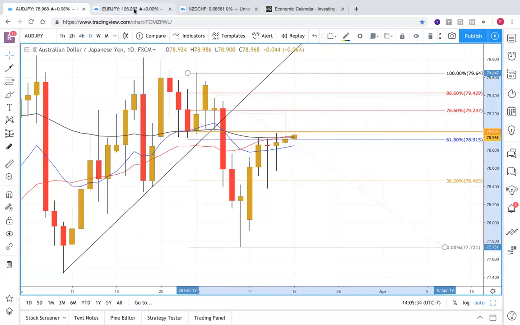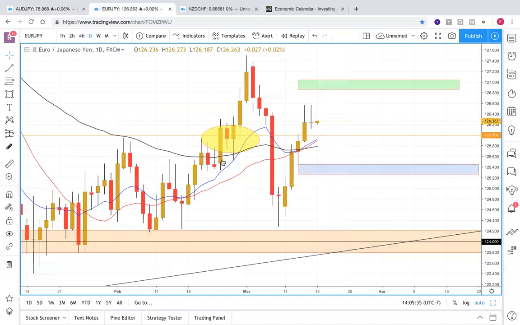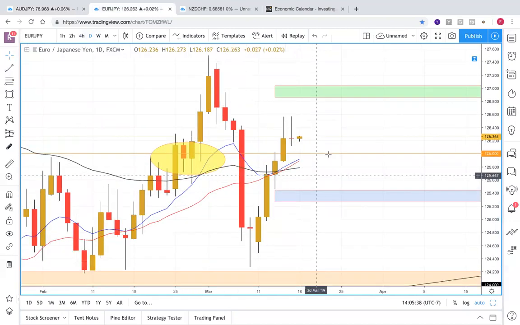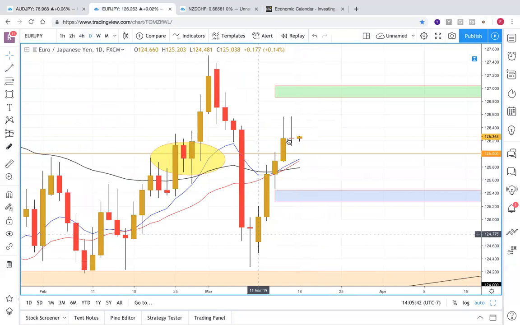Let's move on to Euro JPY. So Euro JPY is also in one of those weird areas right now after we had about 4 to 5 bullish days of rise.